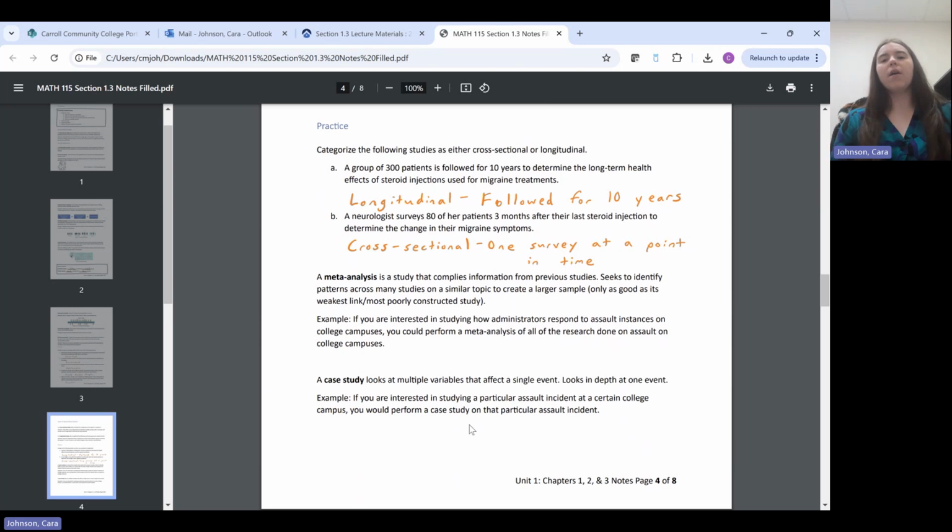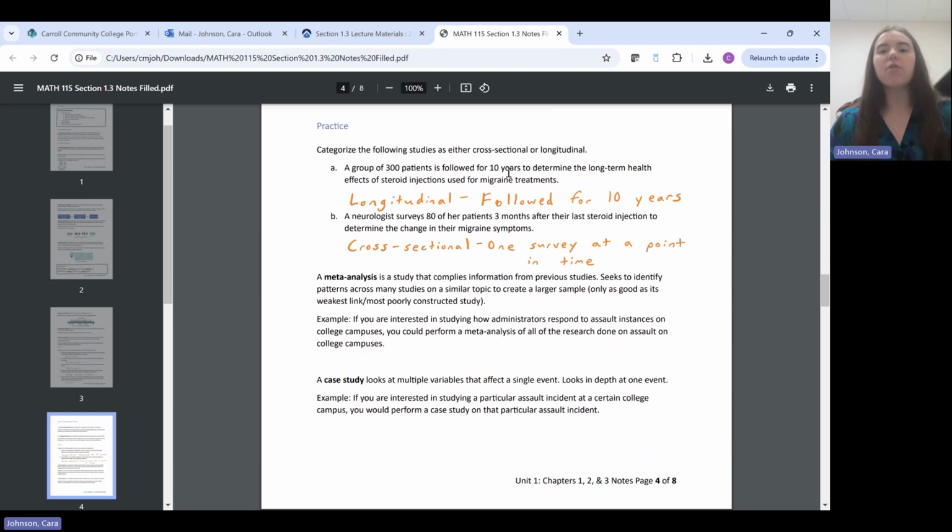Okay, so a group of 300 patients is followed for 10 years to determine the long-term health effects of steroid injections used for migraine treatments. So this is a longitudinal study because you're following them over 10 years. That is the key word. You're following them over a period of time.